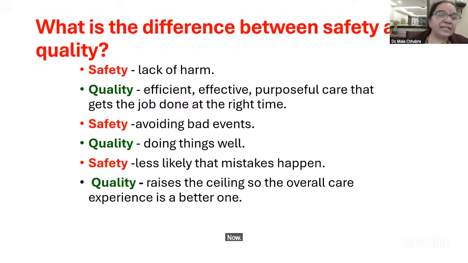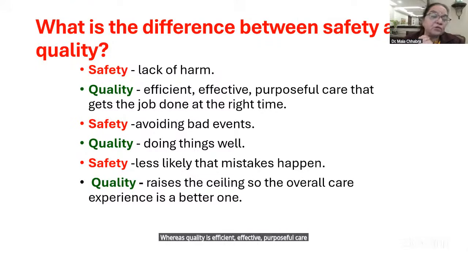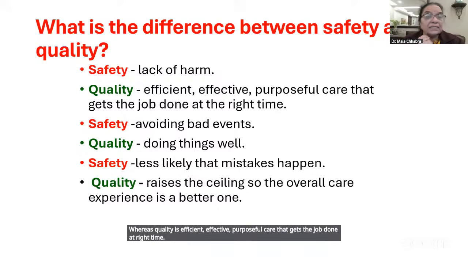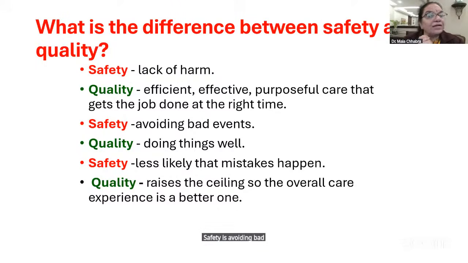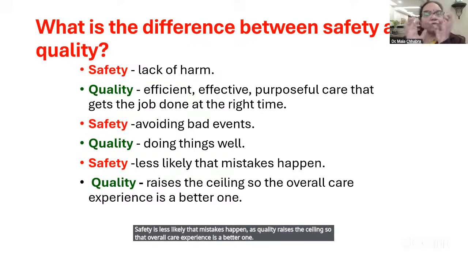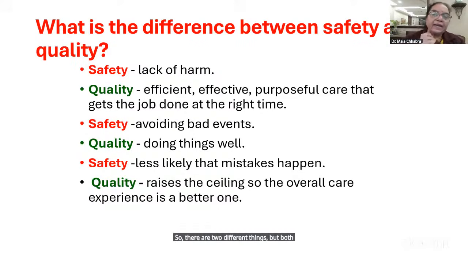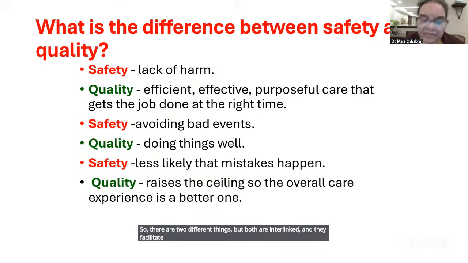Now, we spoke so many things. Just the last thing. What do you think? Safety and quality are equivalent? So, safety is lack of harm, whereas quality is efficient, effective, purposeful care that gets the job done at the right time. Safety is avoiding bad events, and quality is doing things well. Safety is less likely that mistakes happen, whereas quality raises the ceiling so that the overall care experience is a better one. So they are two different things, but both are interlinked and they facilitate improvement in each other.